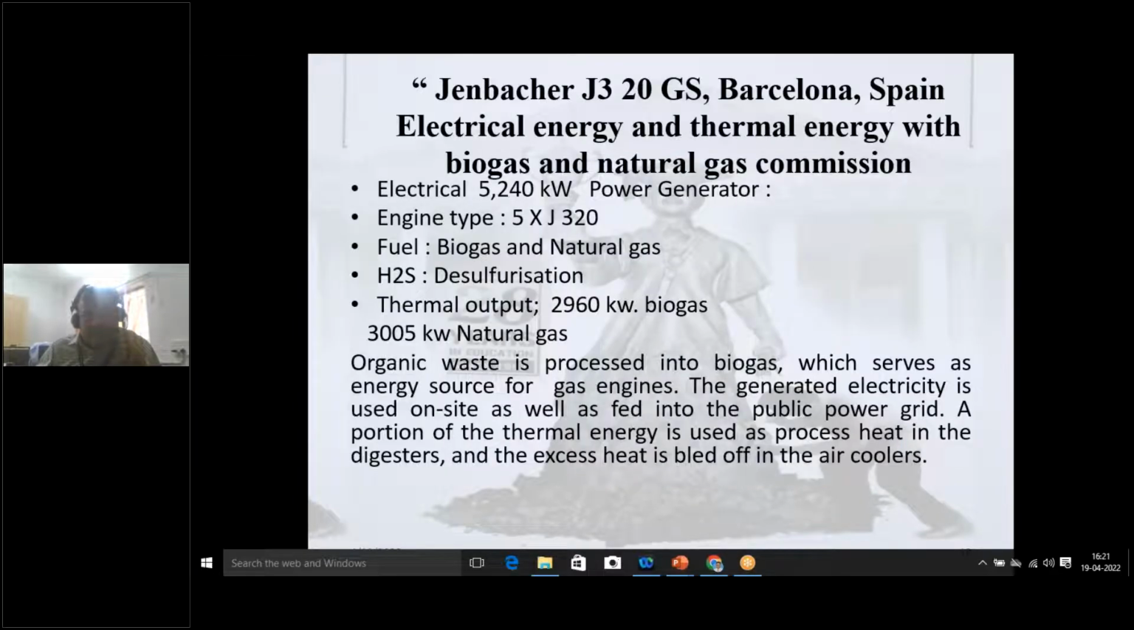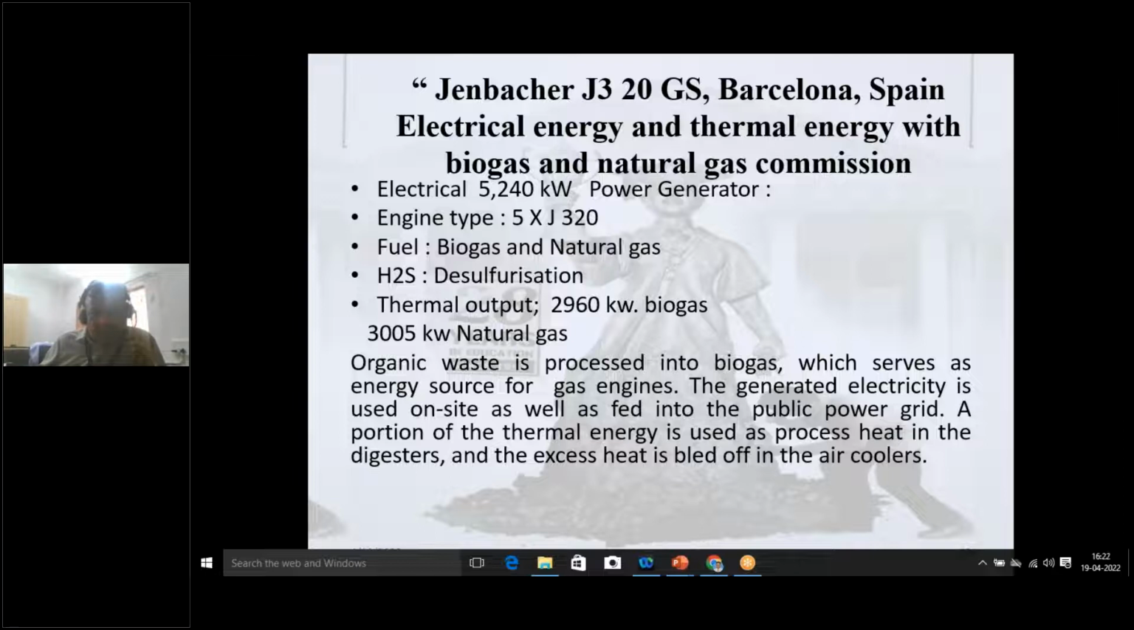This is the project which produced a power generator of 5240 kilowatts, for 60 MLD, that is million liters per day, with the engine type and the fuel being biogas and natural gas. H2S, hydrogen sulfide, desulfurization technology has been used, and the removal of ammonia takes place. Thermal output is 2960 kilowatts. So this is used for the two-stage anaerobic reactors for heating the sludge in the first stage of the anaerobic digester.